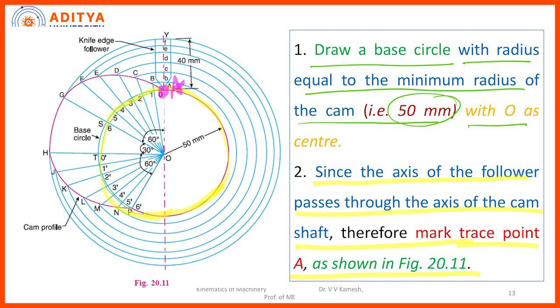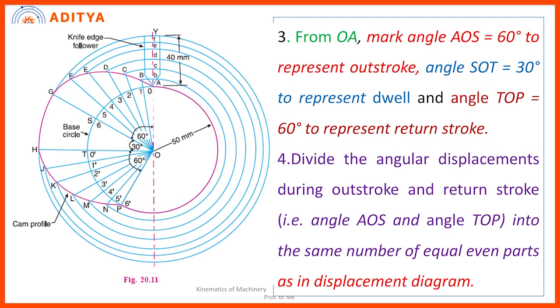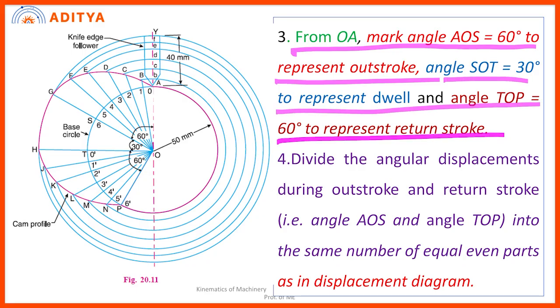Okay. Now after locating the point A, what next? From OA, mark angles 60 degrees to represent the outstroke, SOT 30 degrees to represent the dwell, and TOP 60 degrees to represent the return stroke. Okay. So the first thing, point A, I am identifying.